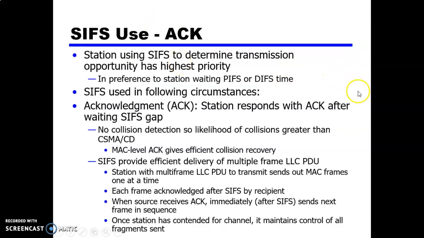Now SIFS uses. As we have seen, SIFS has the highest priority, so it will be used when a station is sending an acknowledgement after it has received the data, in preference to stations waiting PIFS or DIFS time. SIFS is used in the following circumstances. Acknowledgement: stations respond with an acknowledgement after waiting a SIFS gap.